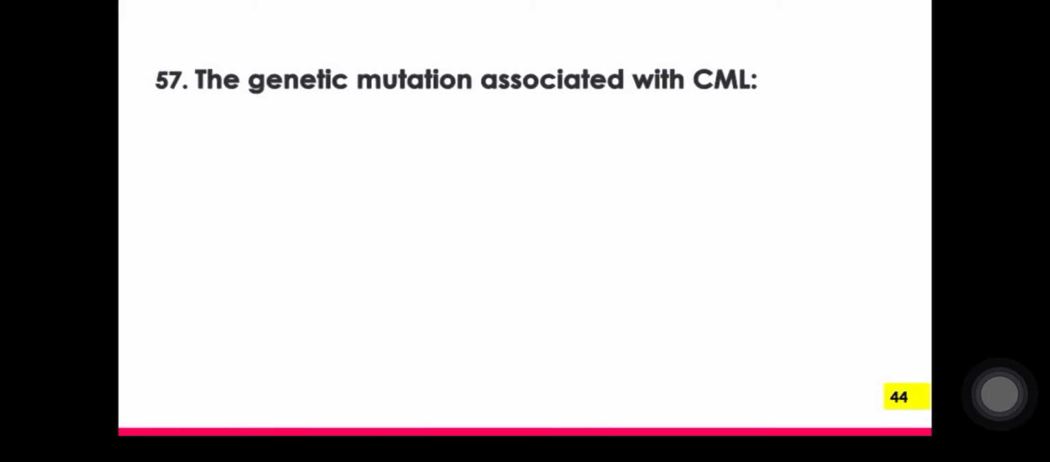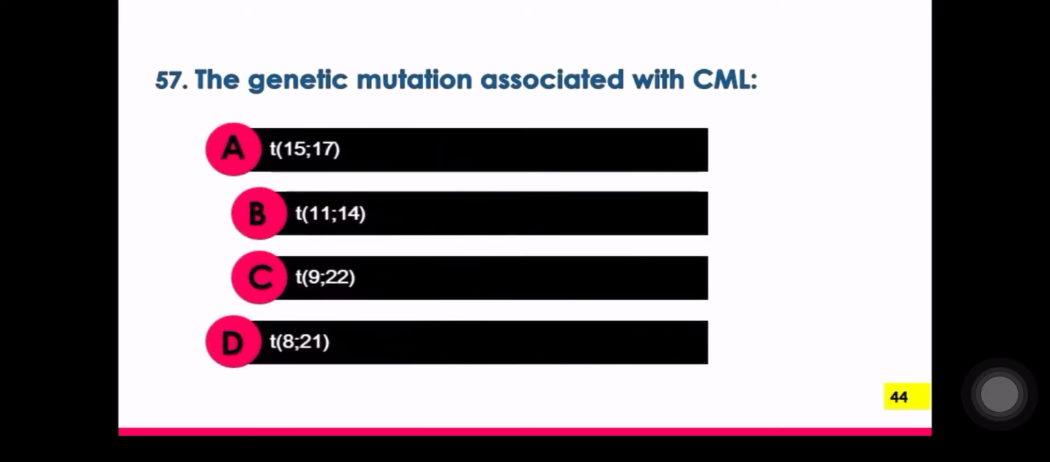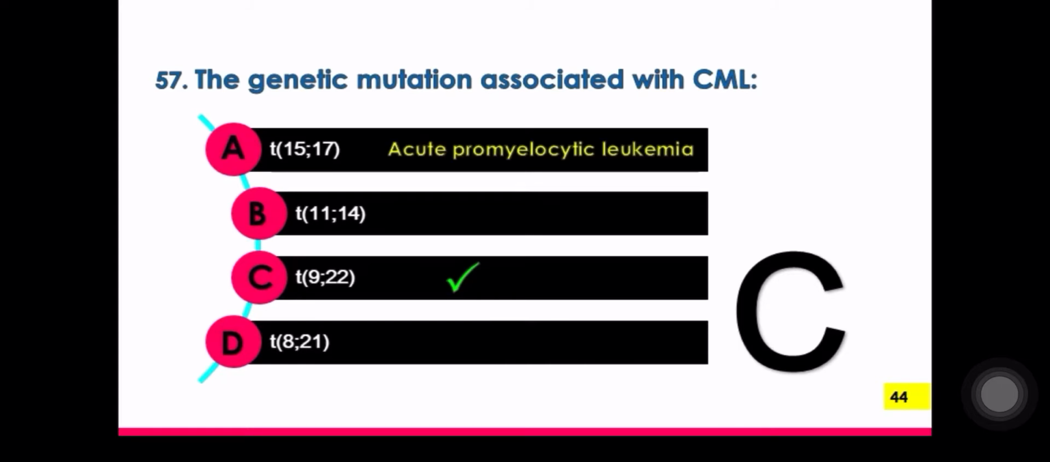Now for number 57, the genetic mutation associated with CML? Is it letter A, translocation 15-17, letter B, translocation 11-14, letter C, translocation 9-22, or translocation 8-21? Again, the genetic mutation associated with CML, we have letter C, translocation 9-22. So remember, translocation 15-17 is associated with acute promyelocytic leukemia. And translocation 8-21 is associated with acute myeloid leukemia.